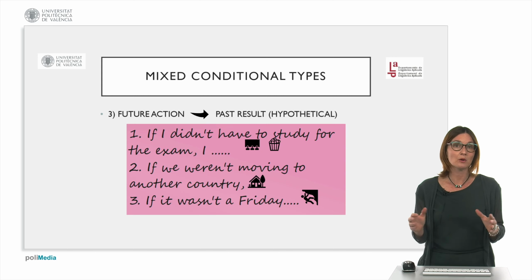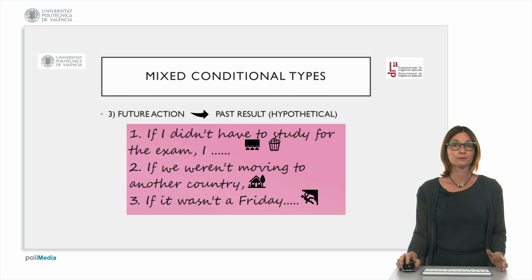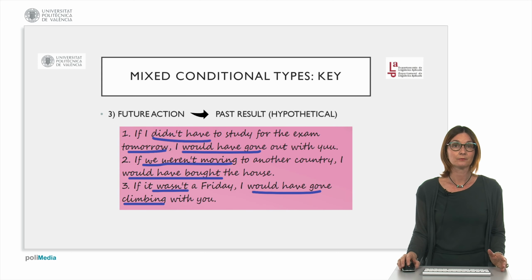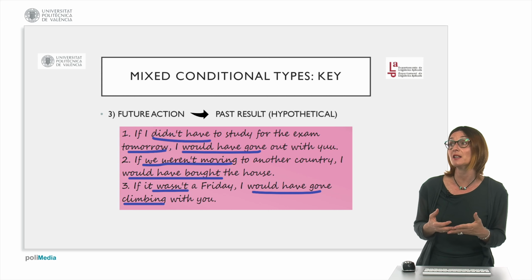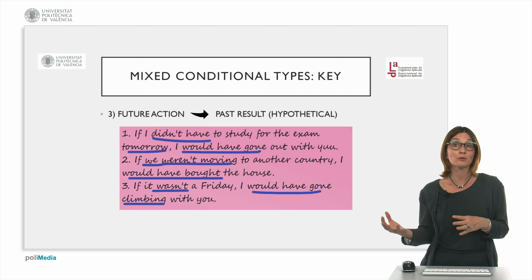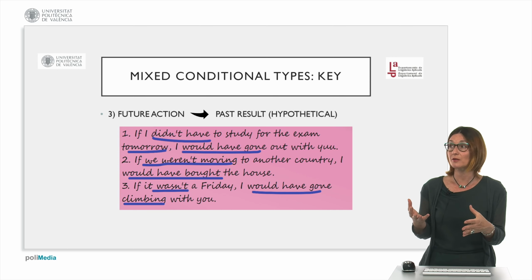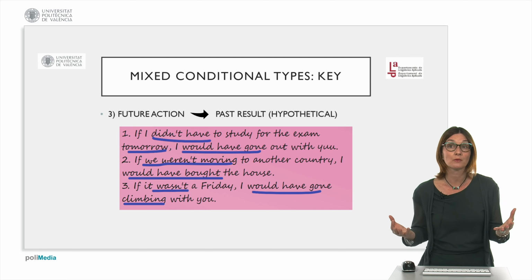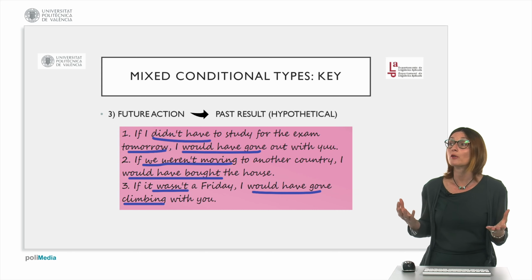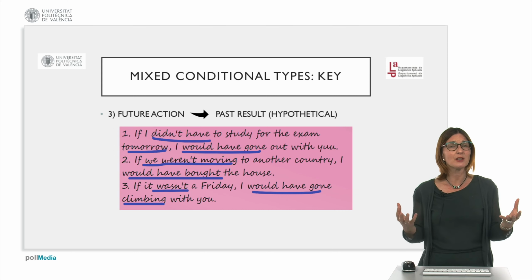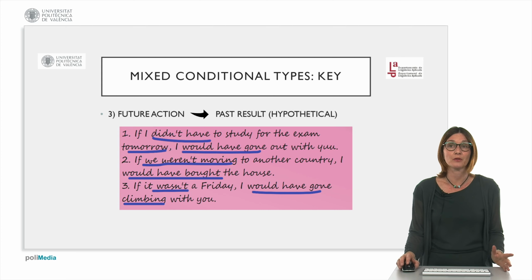Right, and now let's have a look at the third type of conditionals, where we have the future action and the past result. Right, so you can write something like, if I didn't have to study for the exam tomorrow, I would have gone out with you. If I were moving to another country, you're moving to another country, I would have bought the house, or I would have lived in the same house. If it wasn't a Friday, I would have gone climbing with you, but on Fridays I'm really tired after work, and today is a Friday. If it wasn't a Friday, maybe I would have gone with you.